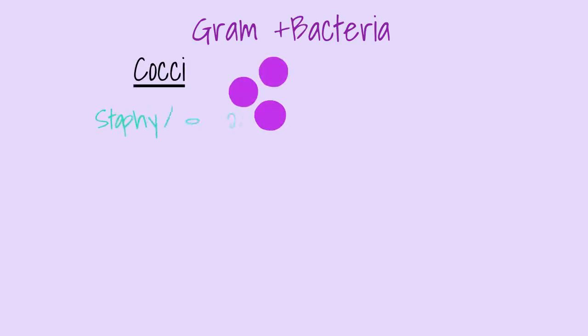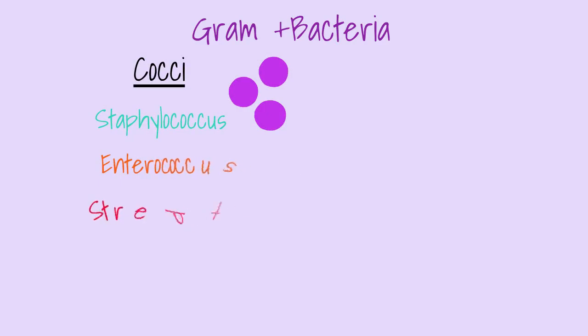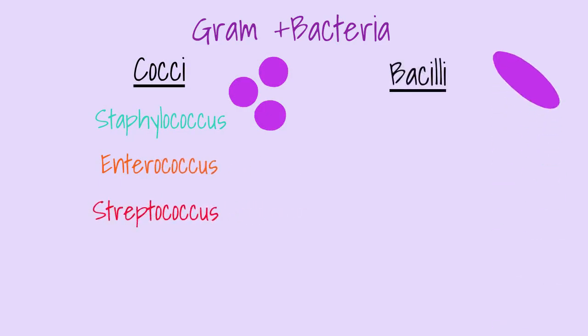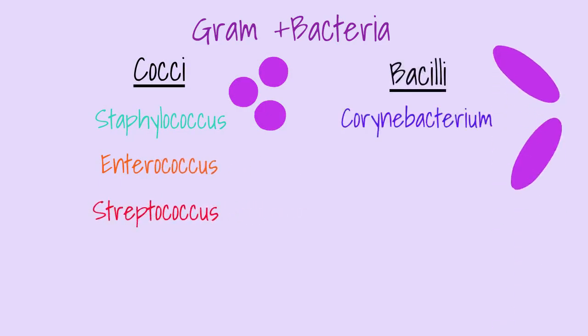Gram-positive bacteria are divided into 2 categories based on the shape when looking under a microscope. Cocci are circular-shaped bacteria and include Staphylococcus, Enterococcus, and Streptococcus species. Bacilli are rod-shaped and include Corynebacterium, Clostridium, Listeria, and Bacillus.